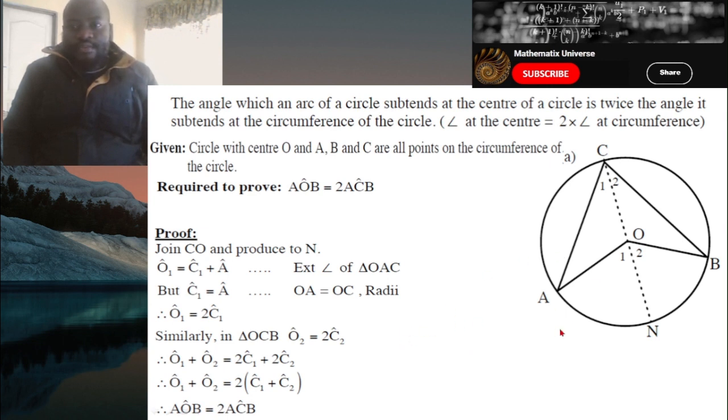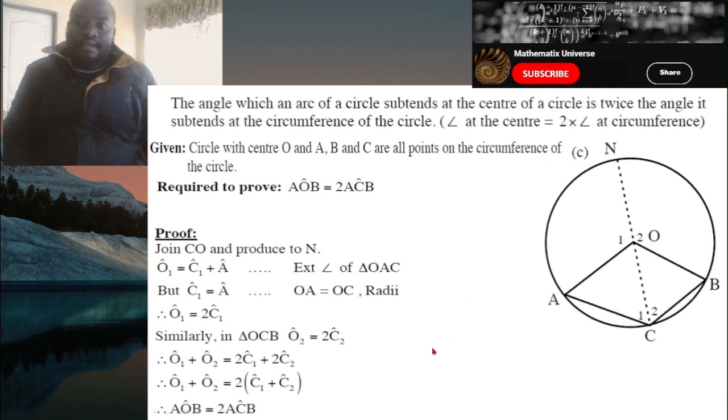Now, this diagram could have come a different way, and this is how it could have looked. The same procedure would be followed, and the same everything would be true still, and we'll be proving it the same way. So here we'll have O1 and O2, and it would still be equal to C1 plus A, and then these OA and OC are radii, which makes A and C1 equal as well. So the same procedure that we followed here also applies at this angle here.